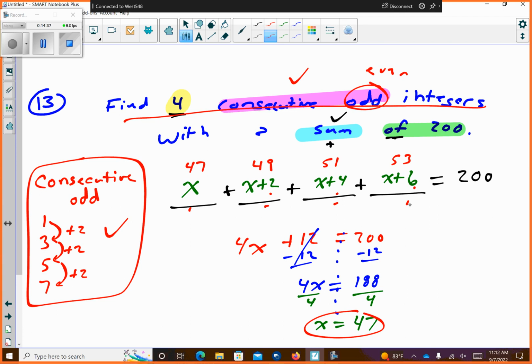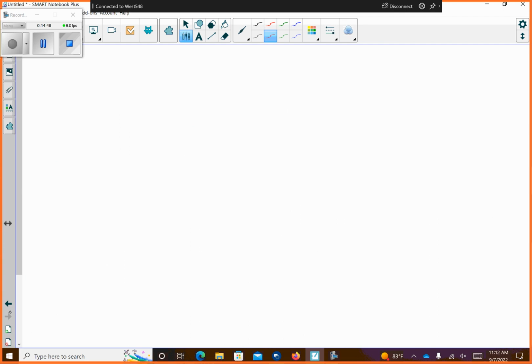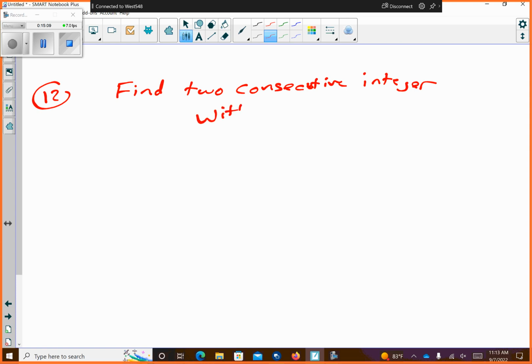We happy? Content? Scared? Yeah, that's a good question. And question 12, it doesn't mention any odd or even. Oh, let's do 12. Let's do 12. I like it. So if you look at number 12, I like what you just spotted there. It says find 2 consecutive numbers or integers with a sum of 29. Okay, so let's think about a consecutive integer.